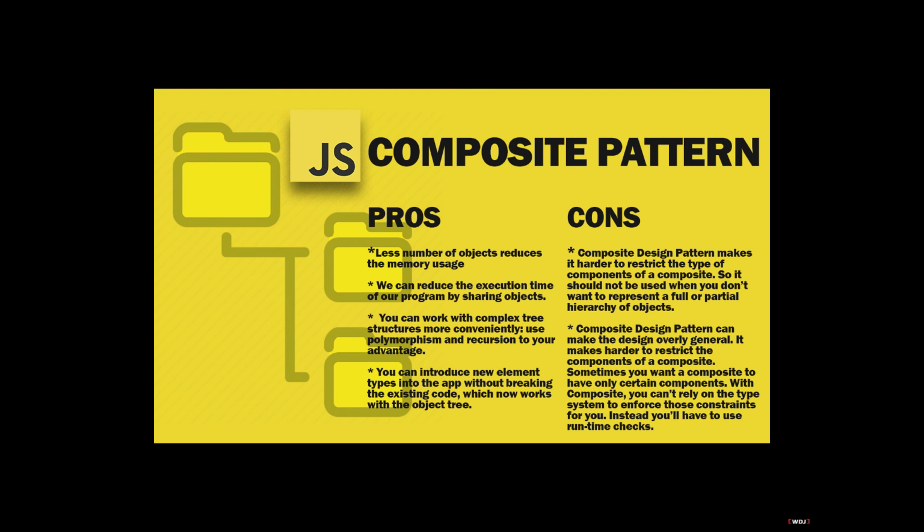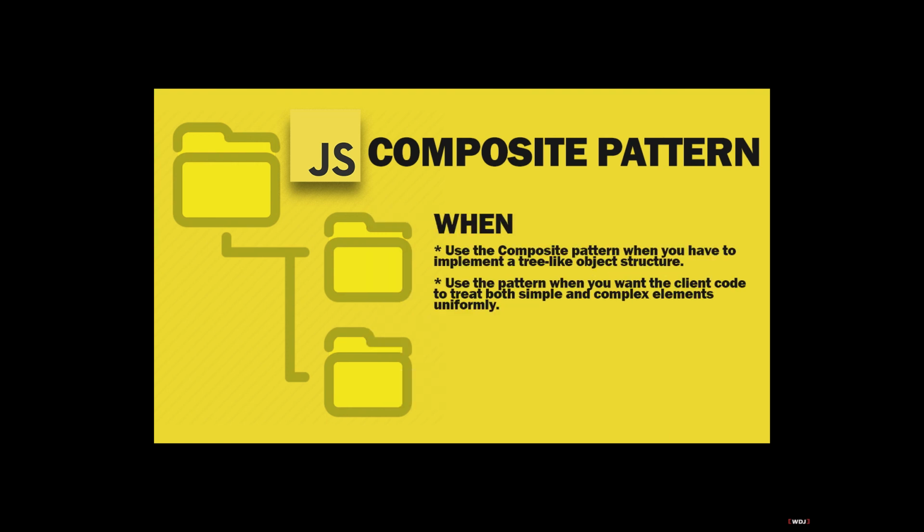Alright, moving on to the when to use it. The wins are pretty much straightforward. Use the composite pattern when you have to implement a tree-like object structure. This pattern provides you with two basic element types that share a common interface: simple leaves and complex containers. A container can be composed of both leaves and containers. This lets you construct a nested recursive object structure that resembles a tree. So use it if you want a tree-like object structure.